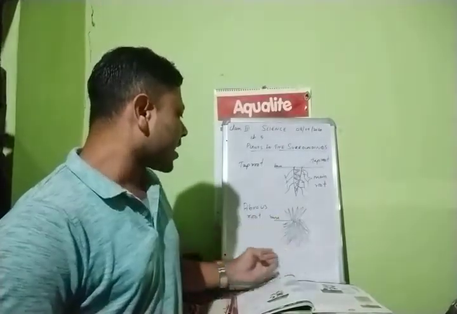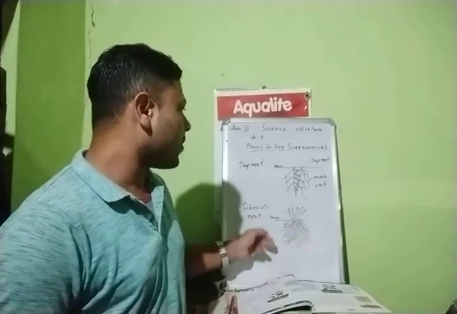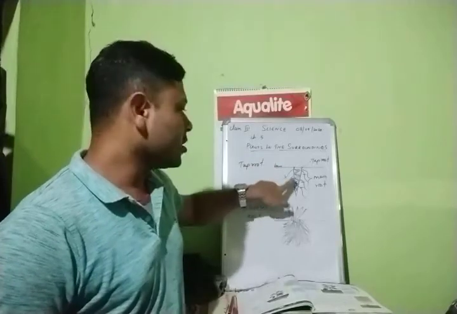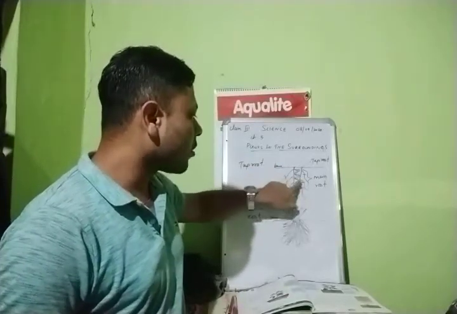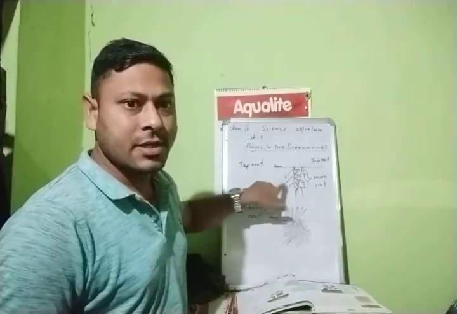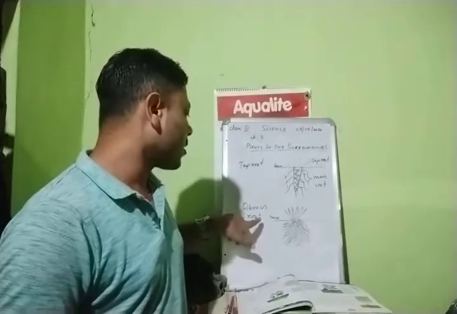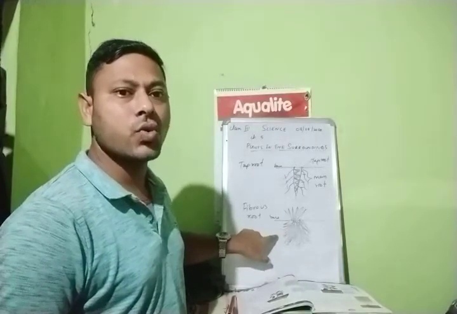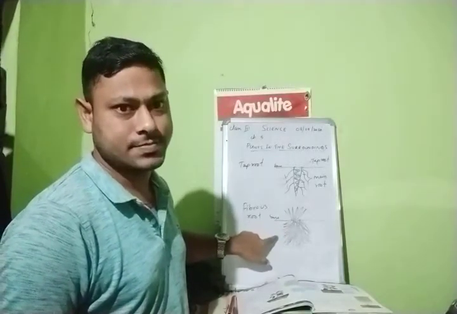Why? Because there we can see many roots. But when you talk about taproot, it has one main root. From there small roots are coming out, right? That is the difference between taproot and fibrous root. While when you talk about fibrous root, they have what? Thin and bushy roots under the ground, right?